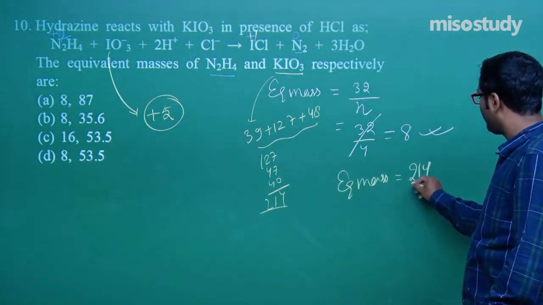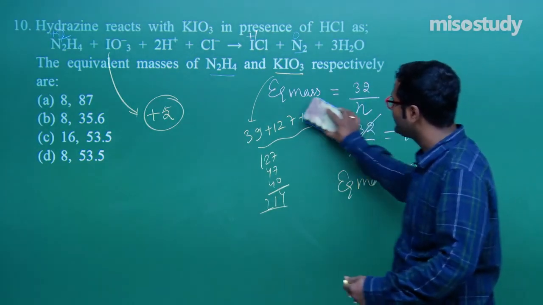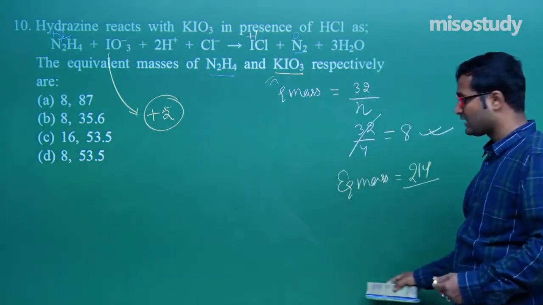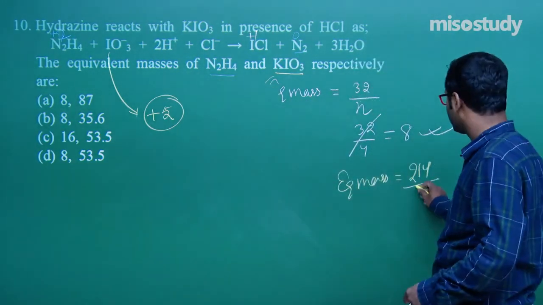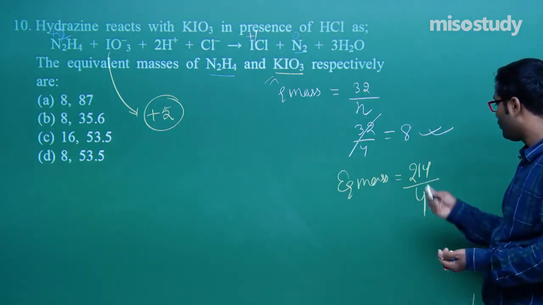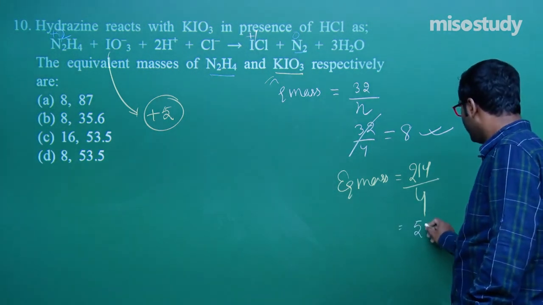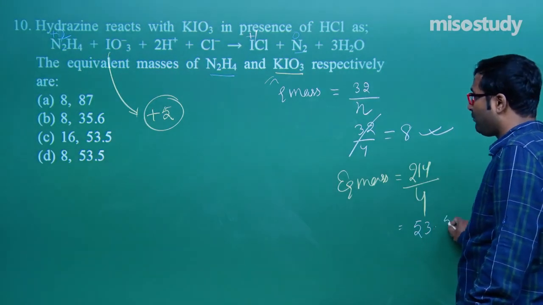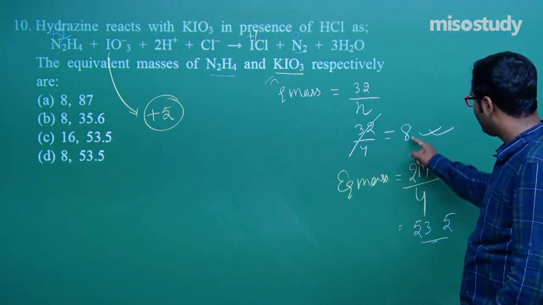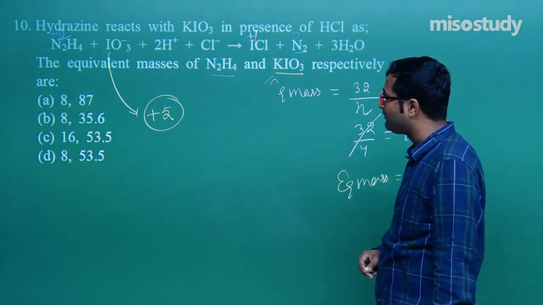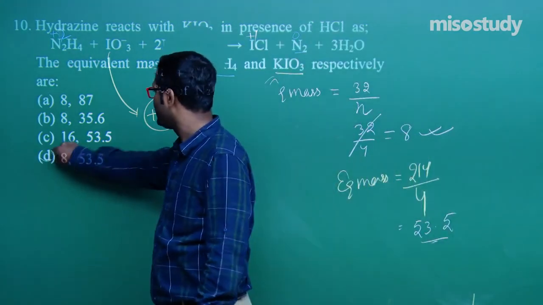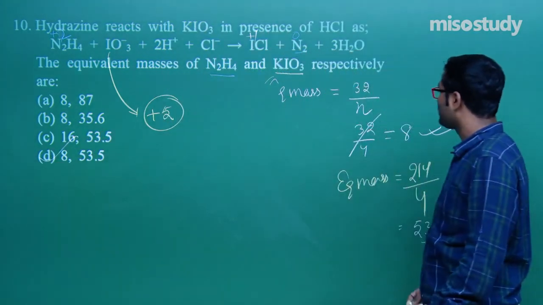Put here 214 upon the change in oxidation state, +5 to +1. Overall change in oxidation state is 4. 214 upon 4 is equal to 53.5. So the equivalent masses are 8 and 53.5. Check it, 8 and 53.5. This is the correct option.